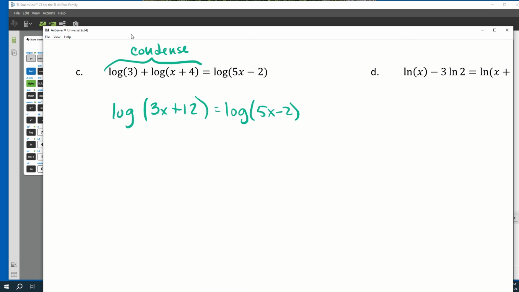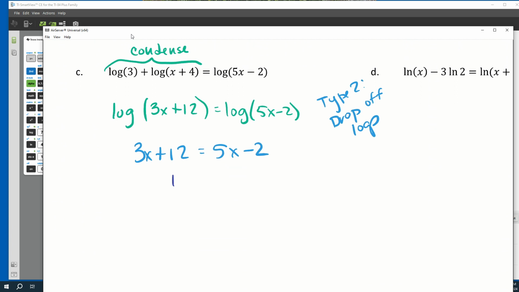Okay, so this one is log equals log. Log equals log is type 2. And sometimes at this point, it's a little easier to solve. And so we're just going to drop off the logs and set 3x plus 12 equal to 5x minus 2. Right, and then this is an equation like you guys learned to solve several years ago. So we'll just get our x's together by subtracting the 3x. Move that 2 over by adding it. And then x is probably going to be 7.